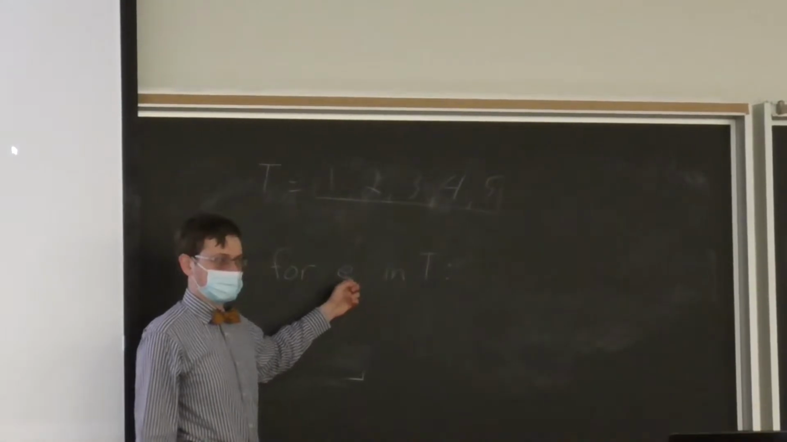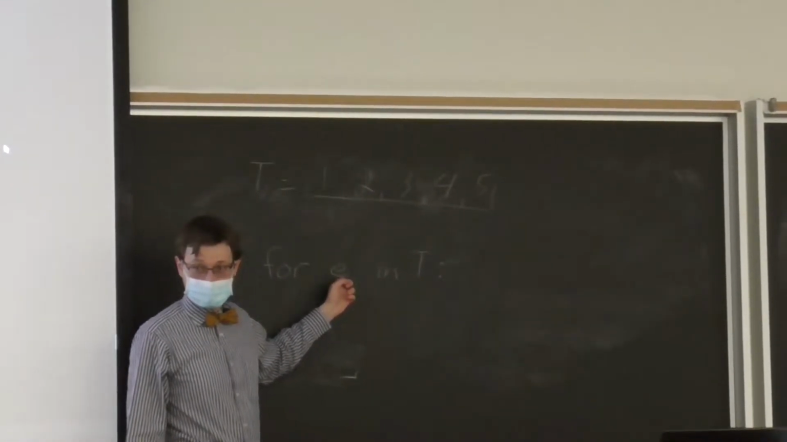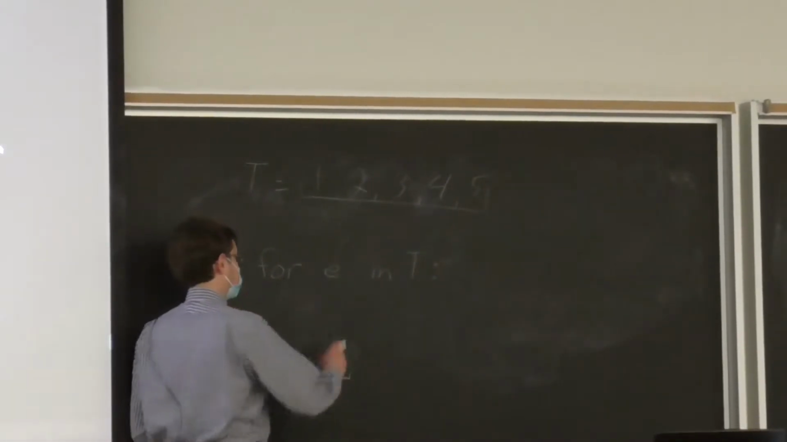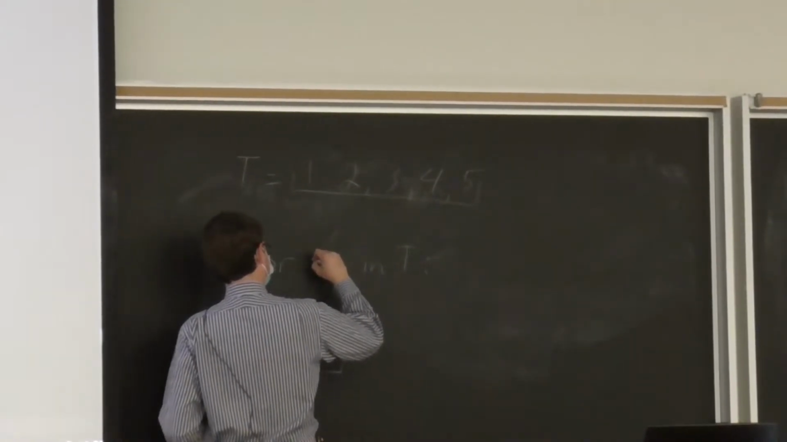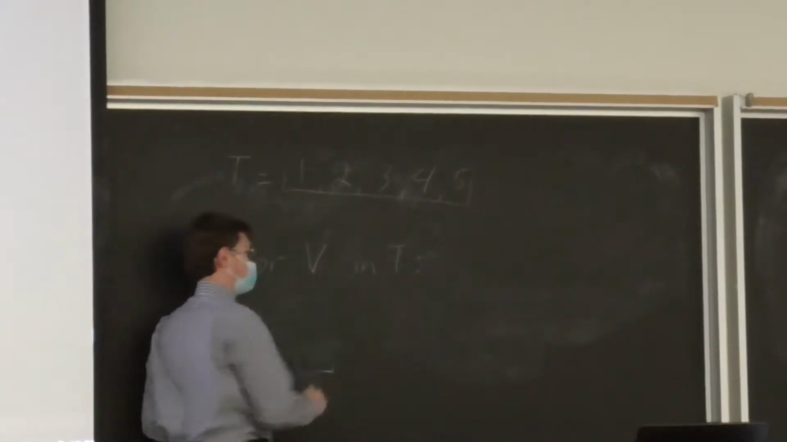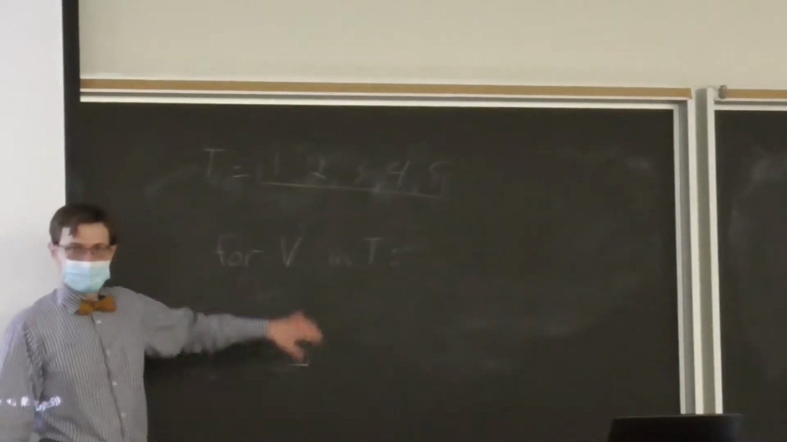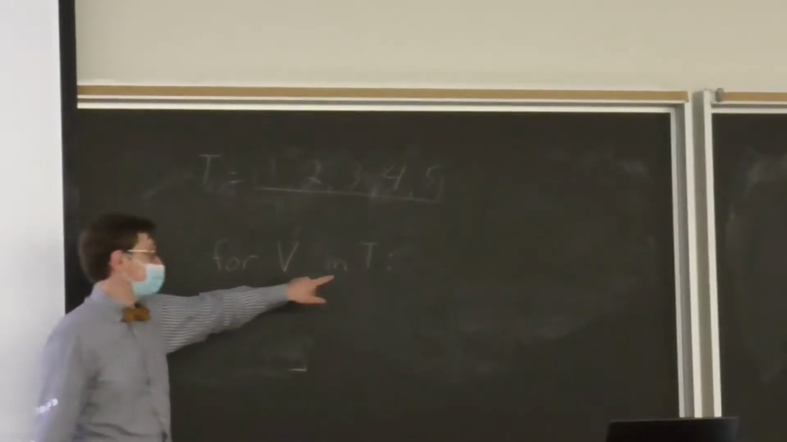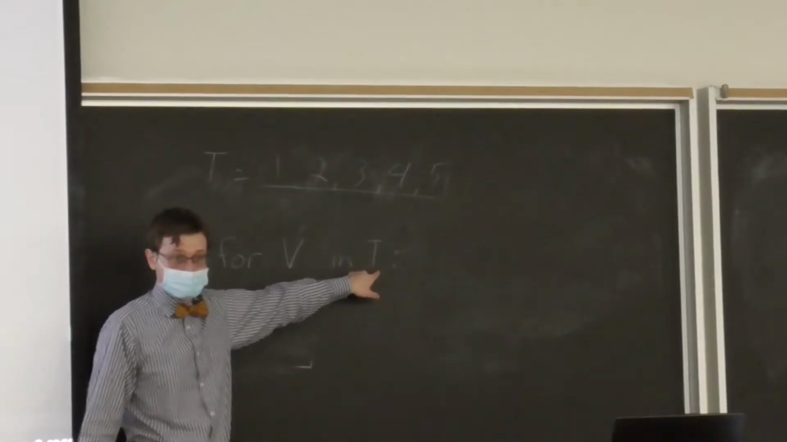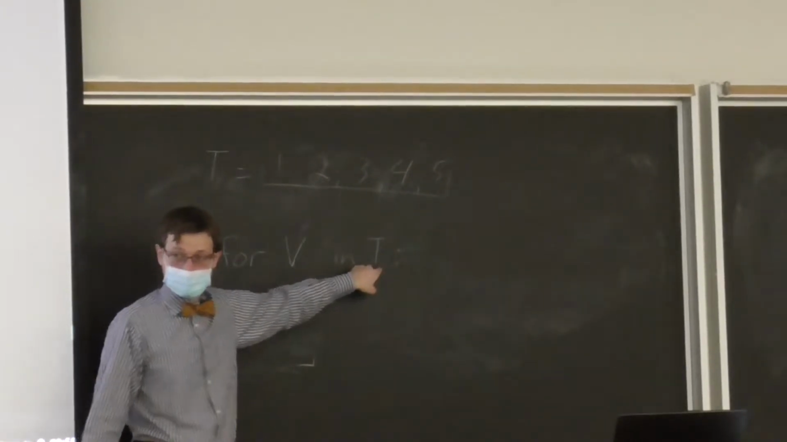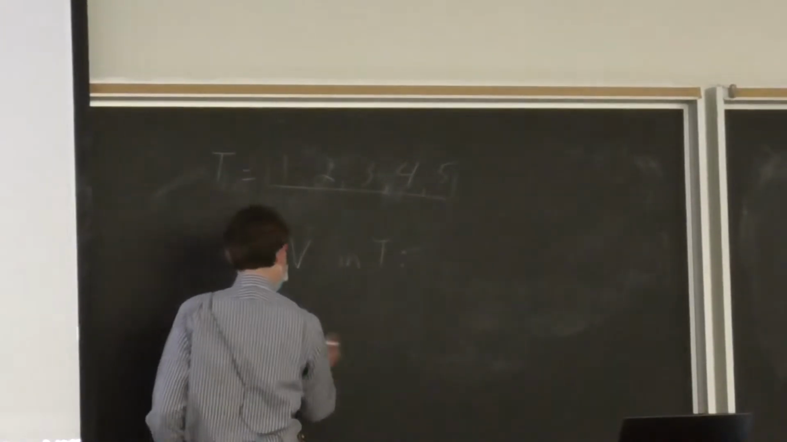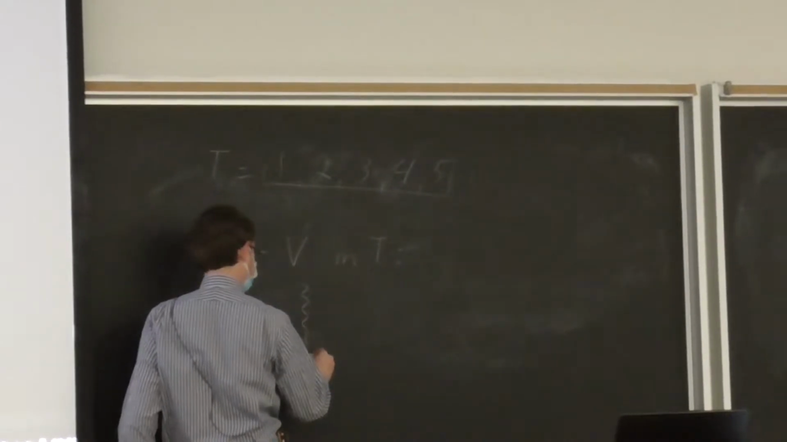This here is a variable name, and you get to choose the name. You don't have to use E. You could say, capital letter V for variable if you want. You can choose anything to go here, but this has to be the data structure that you are iterating over, right? You then perform some calculations.